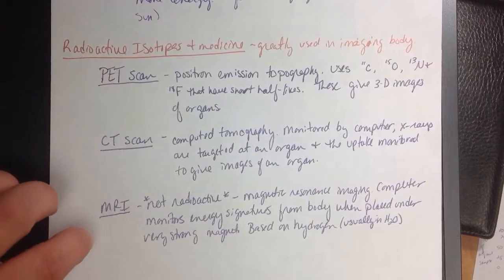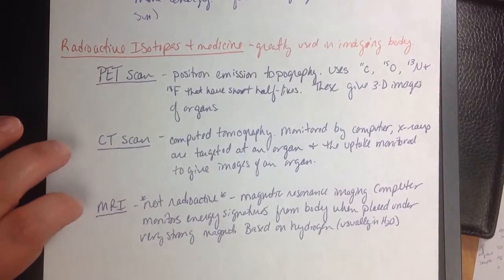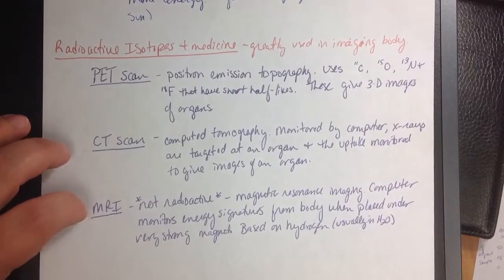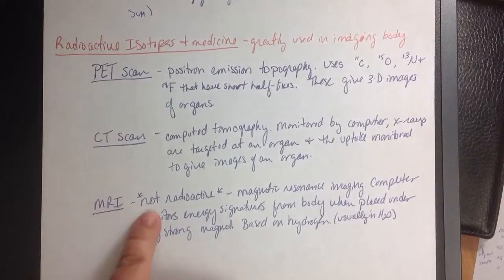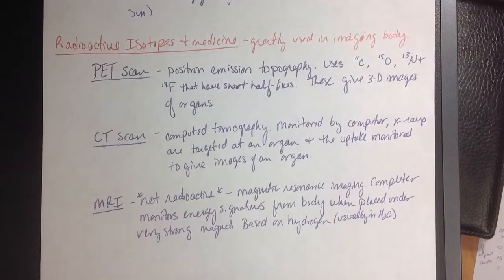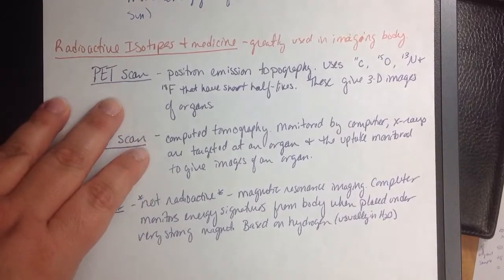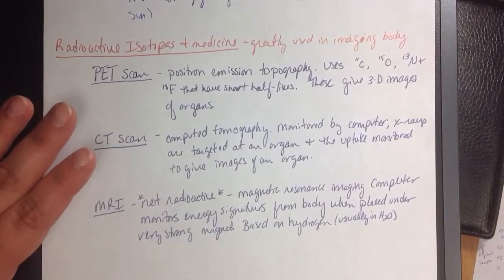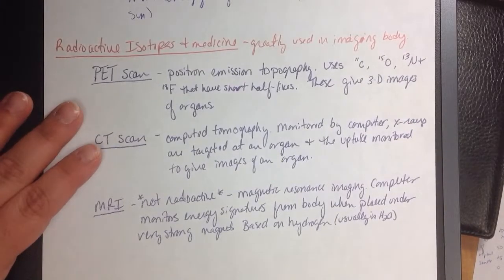MRI is not using anything that's radioactive. CT scans are using X-rays, so I don't know if that's on the verge sometimes, but MRI is not radioactive. What this is doing is using very, very powerful magnets to monitor protons in a different organ, brain, whatever it may be, and that gives you a signature that a computer puts together to give very, very detailed imaging. Okay.